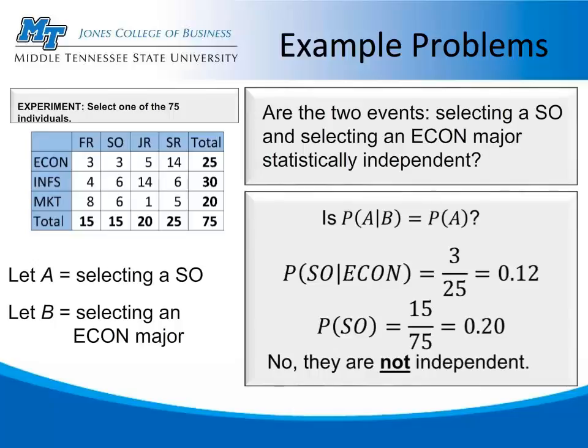Now the question is, is that conditional probability equal to the probability of a sophomore? Well, there are 15 sophomores. So the probability of a sophomore is 15 divided by 75, which works out to be 20%. 12% is not equal to 20%, so they are not independent. You could pick the other two ways, either one of them, and it's not going to work out. They won't be equal. But just pick one of the 3 ways and try it. If one of them works, they're all going to work. If one of them fails, they're all going to fail.